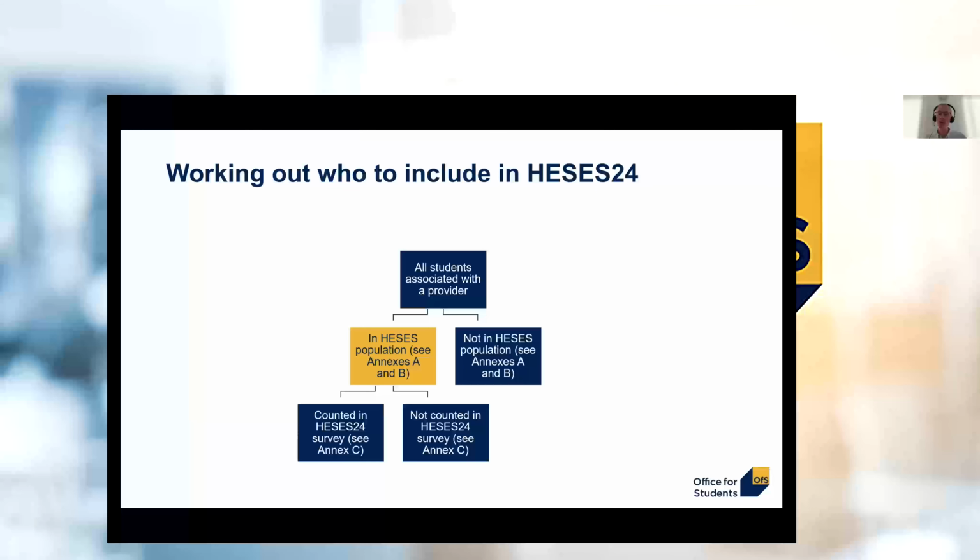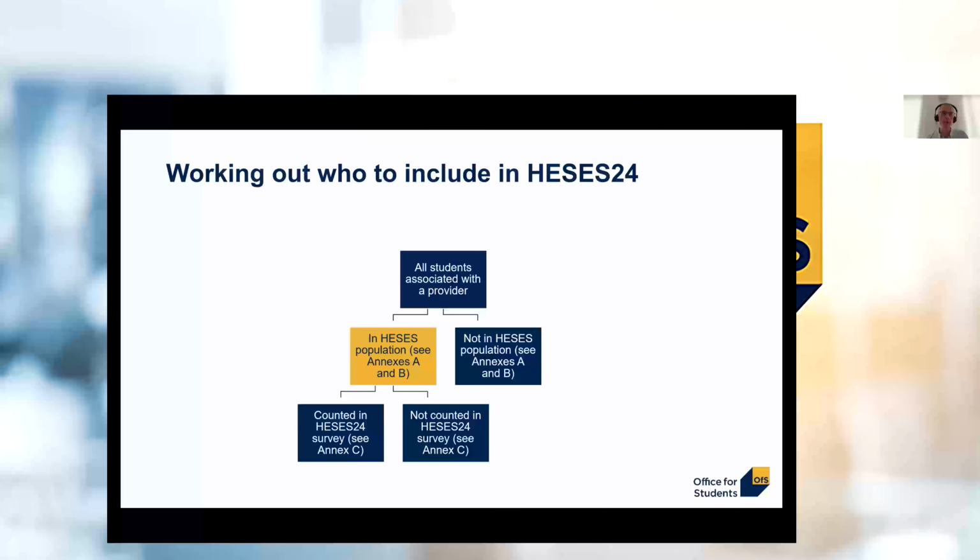To do that, we'll use this diagram, and we'll take it from the top down, where we have all the students associated with a provider. Now, of these, for most providers, probably most of them will be of interest. But you can imagine that we may not want to include some of them. For example, for further education colleges that also teach higher education courses, we don't count their further education students because HESES is only about higher education activity. So looking at the second level there, we can see that Annexes A and B of the HESES guidance define the HESES population, and the criteria are summarized on the next slide. I should say I'll refer a lot to the HESES guidance here.